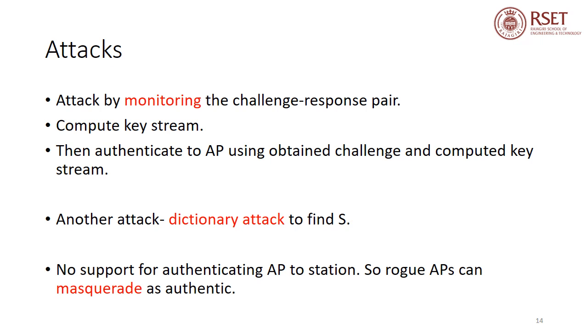Even if an attacker is behaving as an access point, and some random stations are trying to authenticate to the attacker thinking that he is a genuine access point, that also cannot be identified. That is, rogue access points can masquerade as authentic, and they can try to get access to different wireless stations. So all these are the different disadvantages of the WEP protocol, and due to the same reason, more and better protocols were introduced for security in wireless LAN networks.